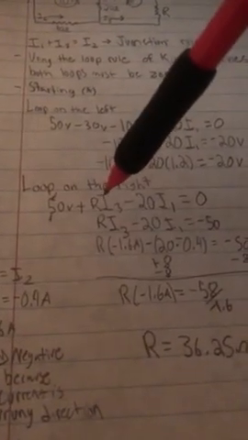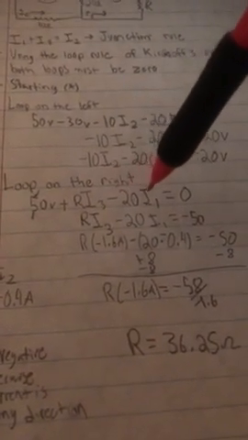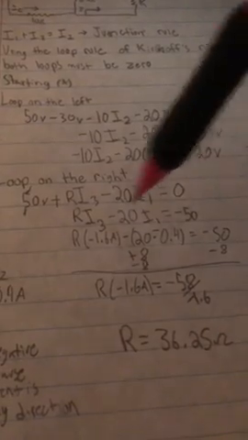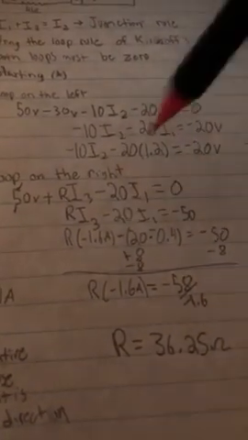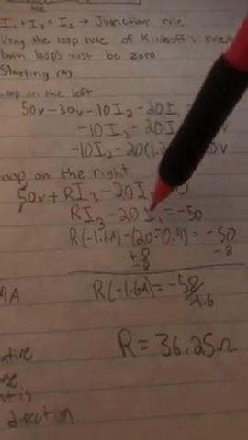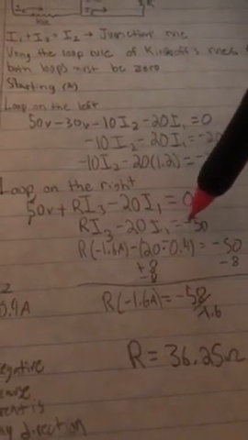When we do that, we get 50 V plus RI3 minus 20 I1 equals 0. And so once we simplify all that, we get RI3 minus 20 I1 equals negative 50.